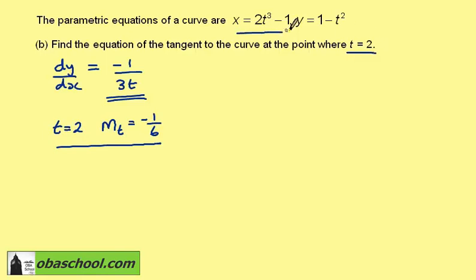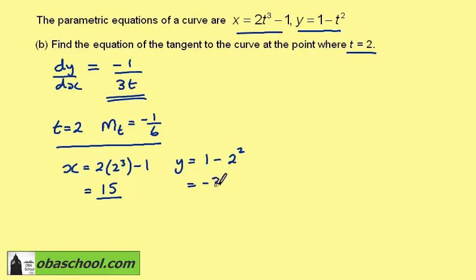We want to know the coordinates when t is 2. If t is 2, x is going to be 2 times 2 cubed, take away 1, which is 16 take 1, which is 15. y will be equal to 1 take away 2 squared, which is 1 minus 4, which is minus 3.